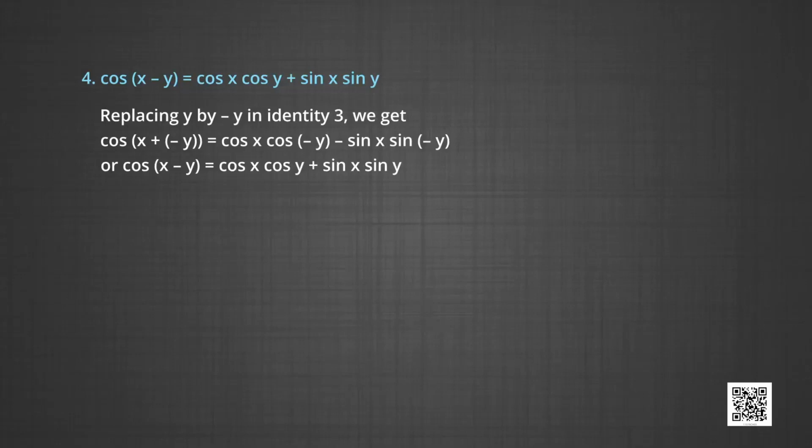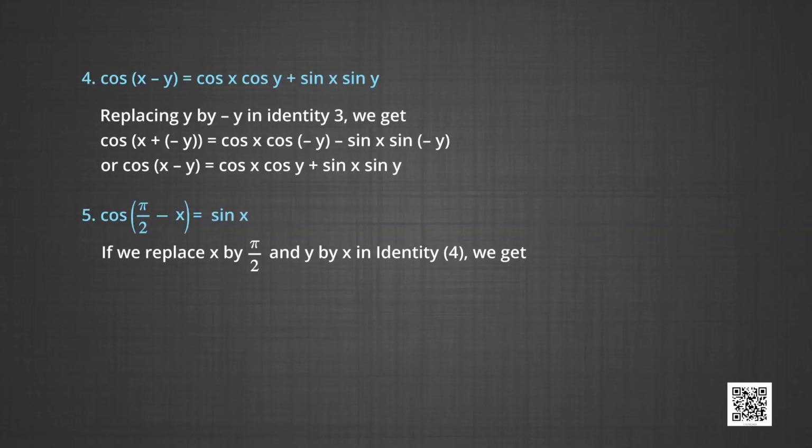Next, let us see how cos of pi by 2 minus x is equal to sin x. We will replace x by pi by 2 and y by x in our identity 4 which we have just now derived. We get cos of pi by 2 minus x is equal to cos pi by 2 into cos x plus sin pi by 2 into sin x.